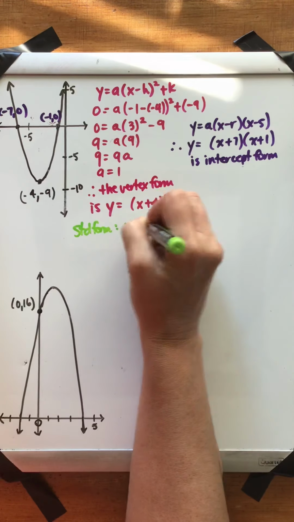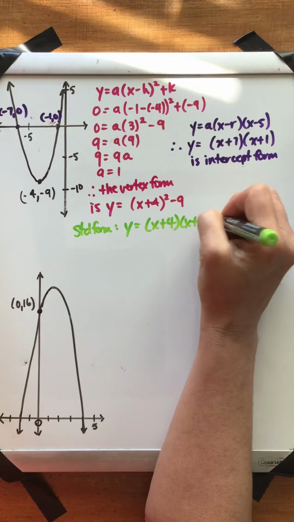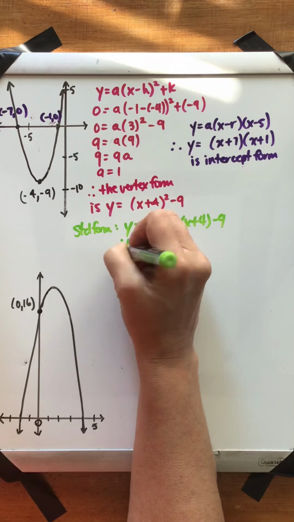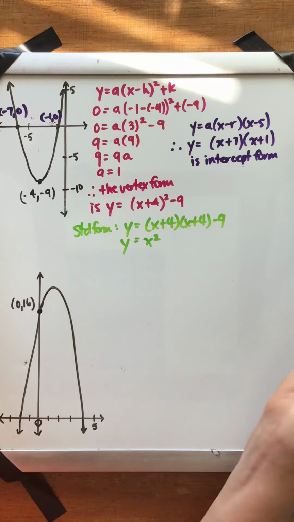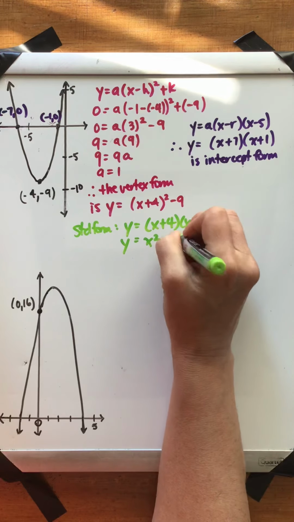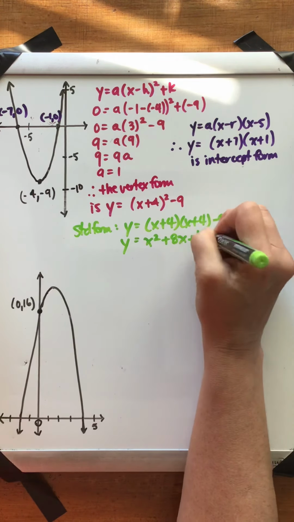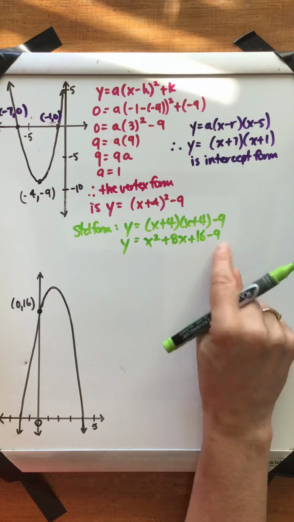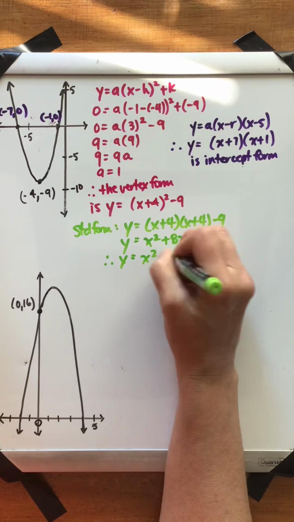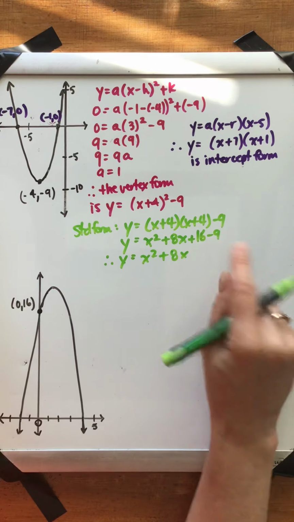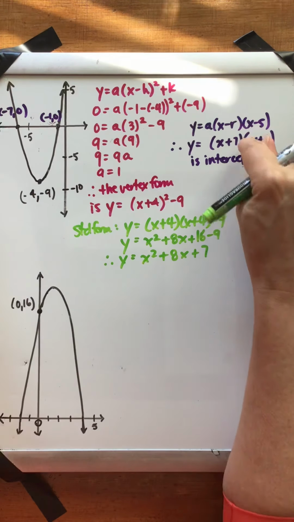I'm going to write y equals x plus 4 times x plus 4 minus 9. If I FOIL that, I'm going to have x squared. I'm going to have 4x on the outside, 4x on the inside, if it's okay with you. I'm going to put those together to make 8x. And then 4 times 4 is 16. I can combine these two terms to give me the final equation. 16 minus 9 would be plus 7. And if you don't believe me, we could expand this one too.